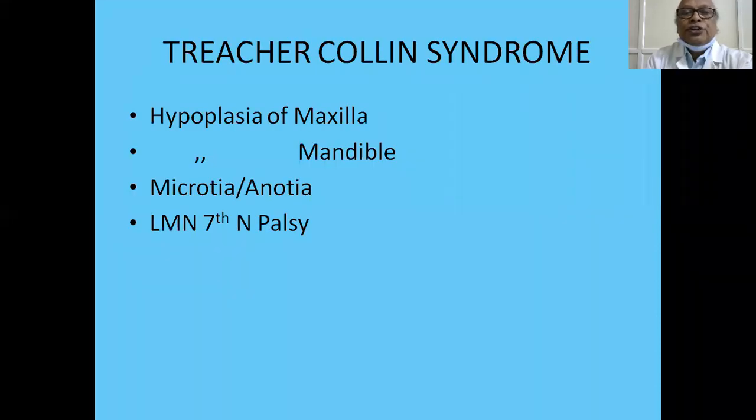This is called Treacher-Collins syndrome. What is Treacher-Collins syndrome? Number one, there will be hypoplasia of the maxilla, and there will be hypoplasia of the mandible, microtia or anotia, and in addition to that, there will be a lower motor neuron facial paralysis. All these things put together form Treacher-Collins syndrome.